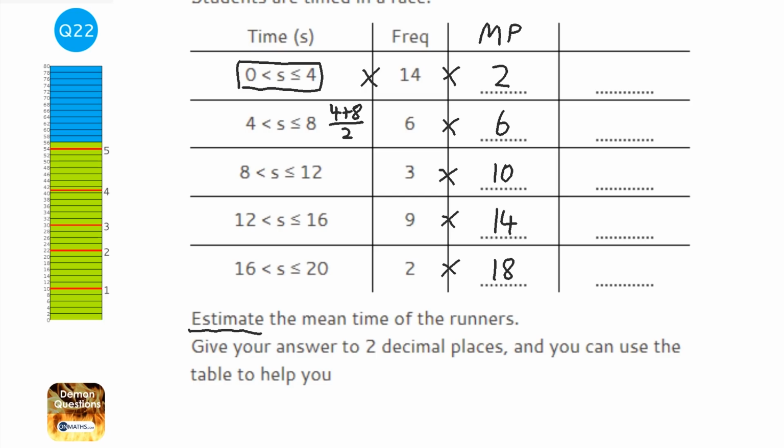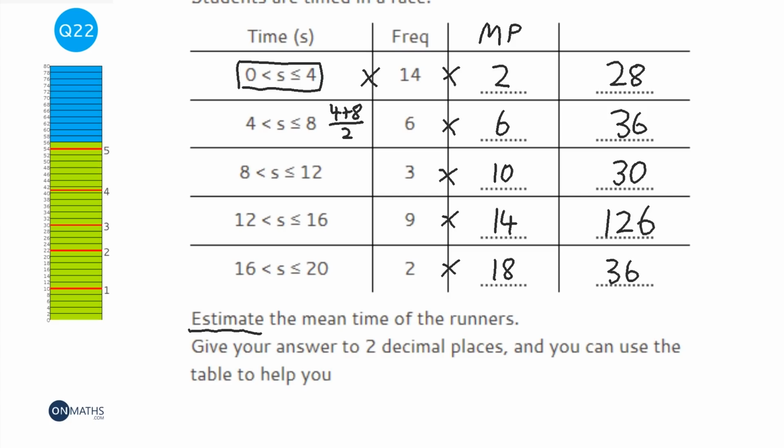So we do 14 times 2, which is 28, 6 times 6 is 36, 3 times 10 is 30, and then you can use a calculator for this, so 9 times 14, have an idea of what it's going to be. Hopefully it's 126, which it is, good, and 2 times 18, which is 36. I call this the fx, although in this case we are calling the first one s, so it's the fs column.